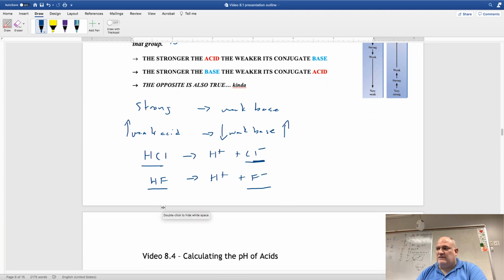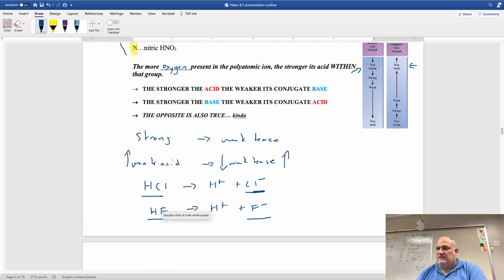Now, we can vary how strong and how weak acids are based on their Kas, but we'll get into that another day. Just be aware of this, that in general, the stronger your acid, the weaker your conjugate base.